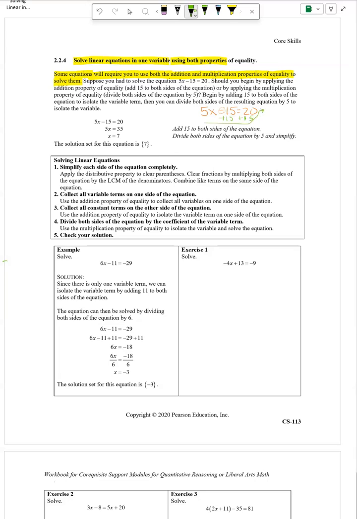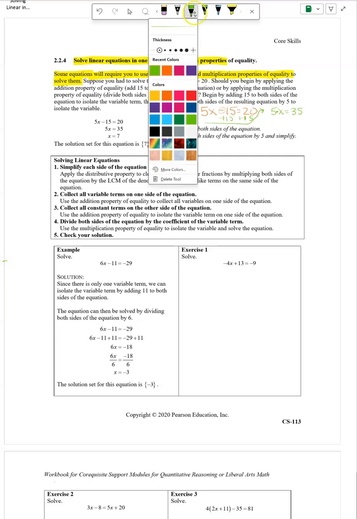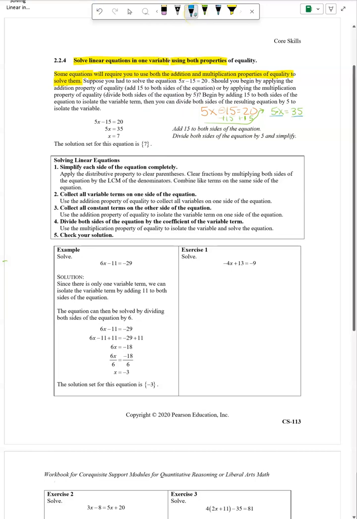When I do that, it leaves us 5x equals 35. Once you move the man who stands alone, you have your 5 times x left. This is multiplication. What's opposite of multiplication? If you said division, you are right on. So now we're going to divide both sides by 5, because that's the multiplication property of equality: you do the same thing to both sides. This cancels, so we get x.